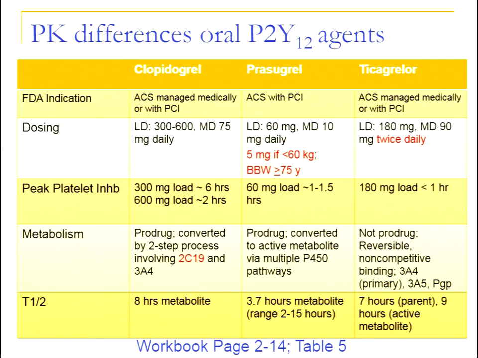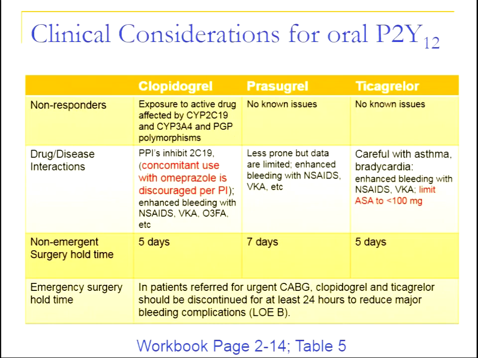The prasugrel is a prodrug, but it's not extensively metabolized by 2C19, so you don't have to worry about that same drug interaction. And ticagrelor is different. It's not a prodrug, so it becomes immediately active. And it also has reversible binding as well. So we run into issues with half-life because of surgery.